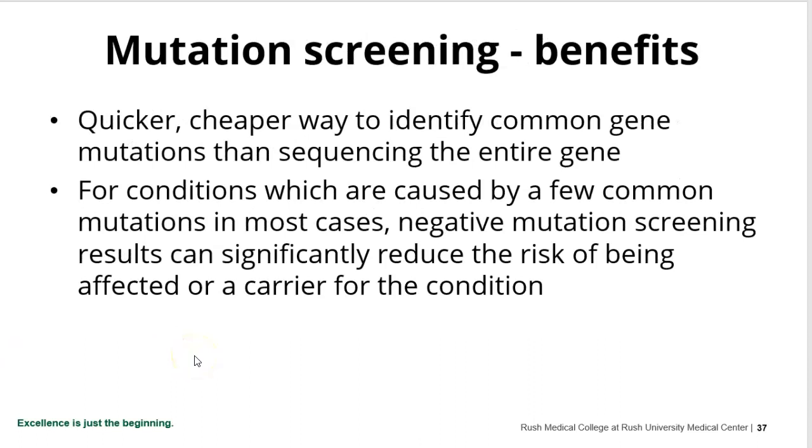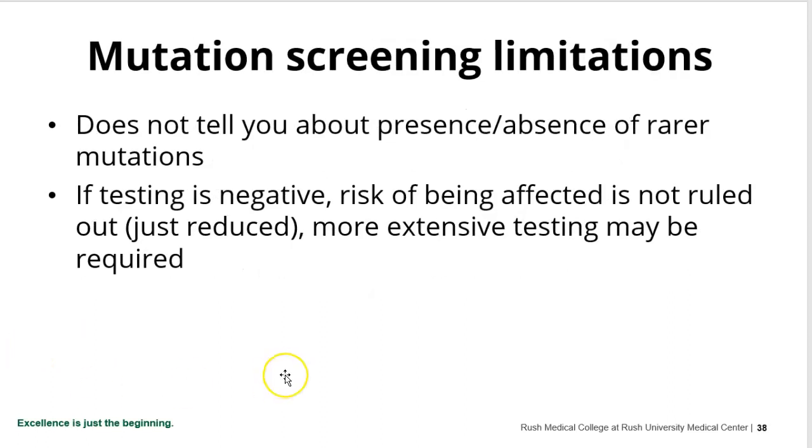So mutation screening, the benefits are that it's quick and cheap. Again, we can use PCR. We're getting better and better, and we can actually look at hundreds of mutations within that area. However, that only works when we're looking at common mutations in the right ethnic group. Limitations: it doesn't tell you about rarer mutations, and if the test is negative, it's still possible that you carry this.